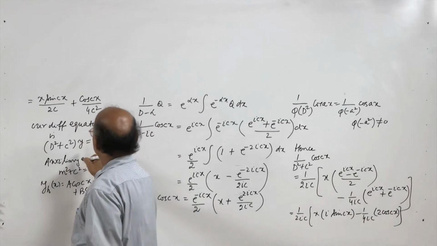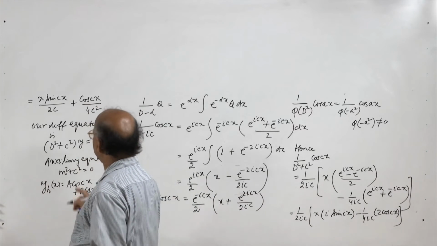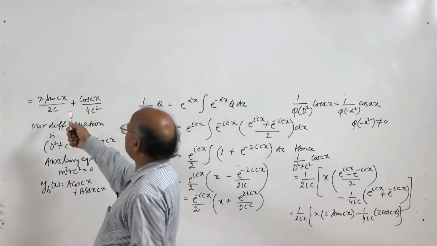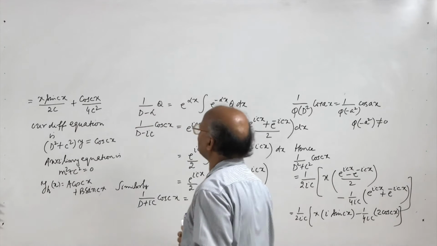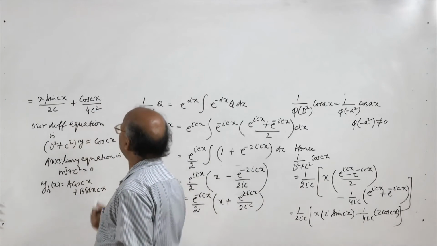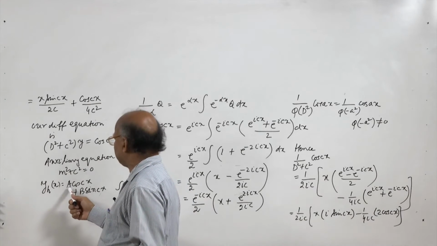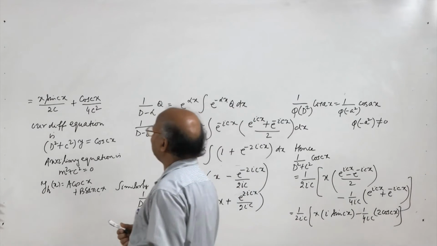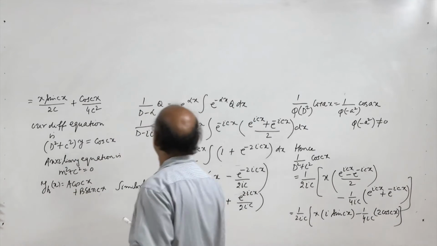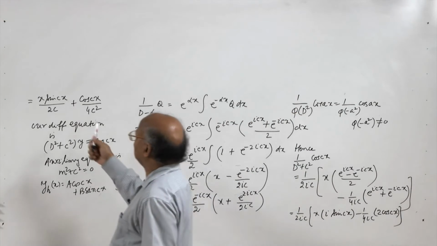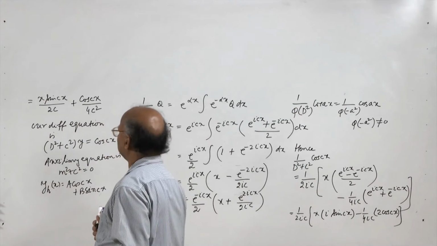And then when we operate by 1 over D squared plus c squared on cos cx to find the particular integral, we get x sin cx over 2c plus cos cx over 4c squared. So this term cos cx over 4c squared can be absorbed in the term a cos cx occurring in the complementary function, and therefore, when we write the result for 1 over D squared plus c squared cos cx, we just retain x sin cx by 2c.